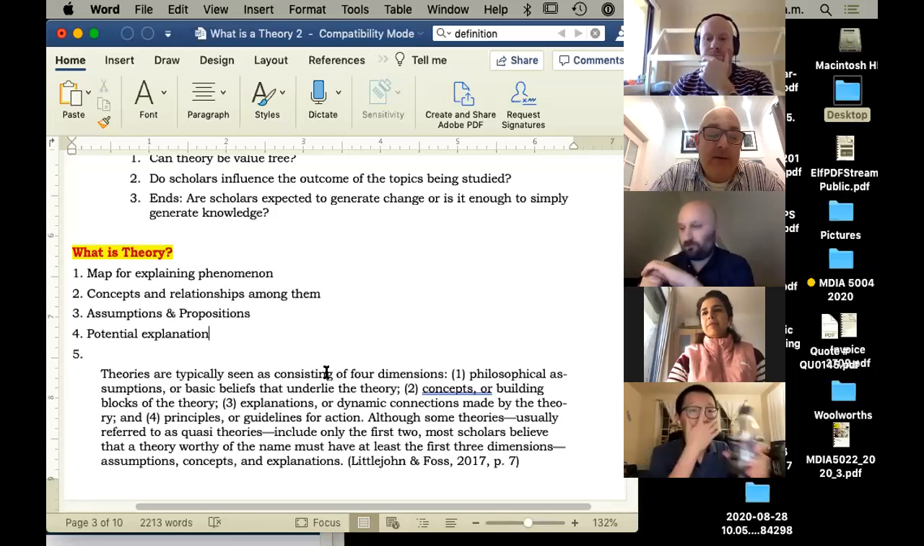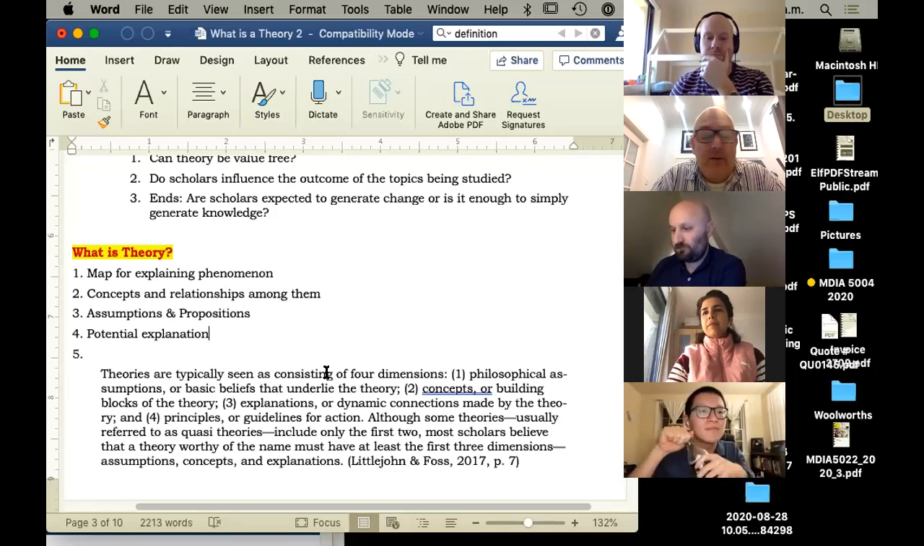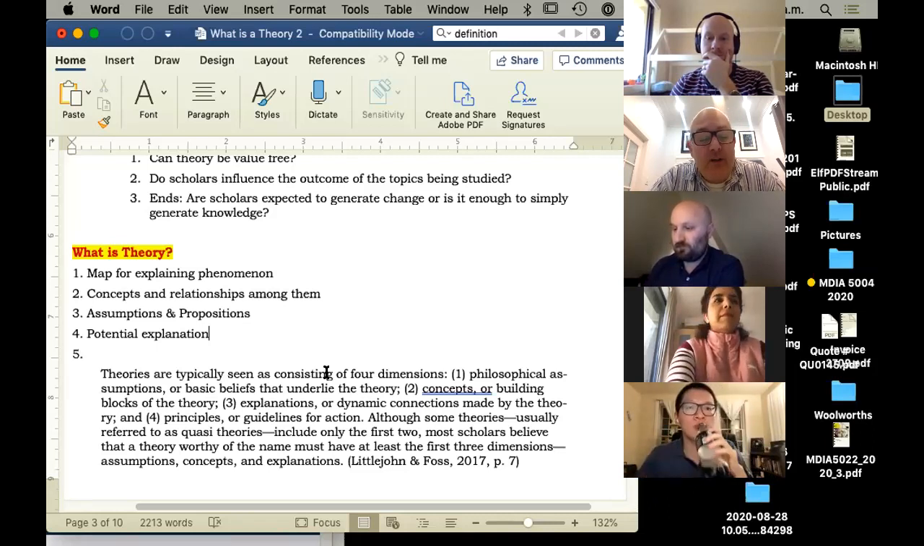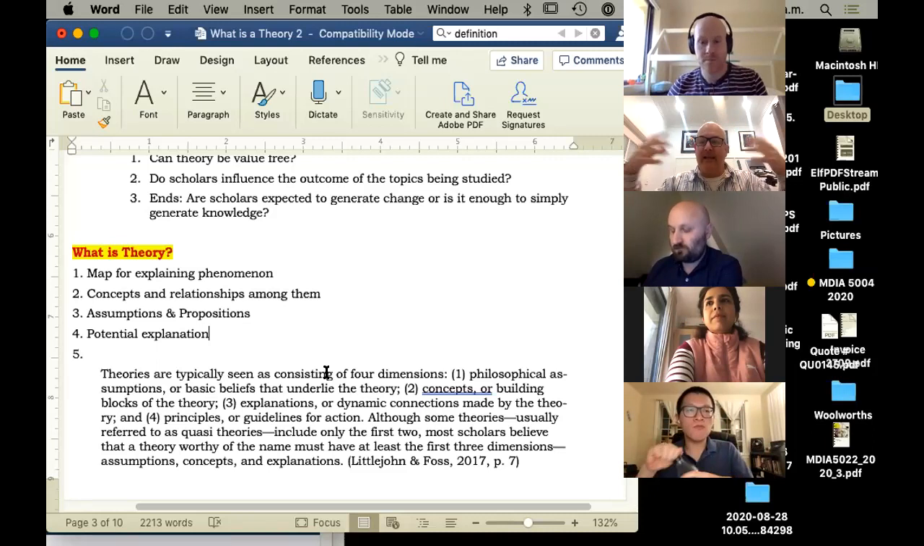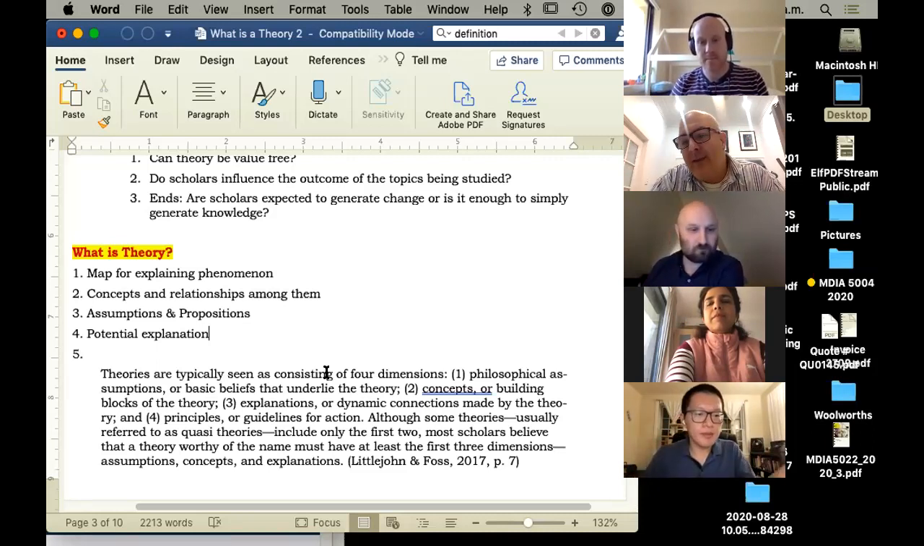But they say theories have four dimensions: philosophical assumptions or basic beliefs that underlie the theory. Concepts are building blocks of the theory. Explanations are dynamic connections, and principles are guidelines for action. So, basically the theory has this coherent set of ideas that help guide us in making decisions about things or help us understand things.